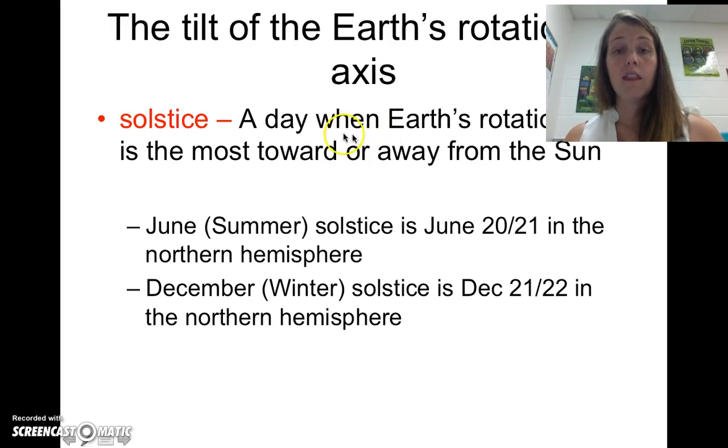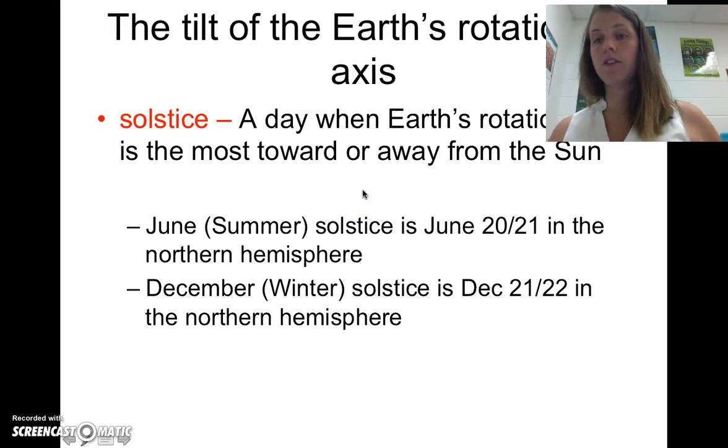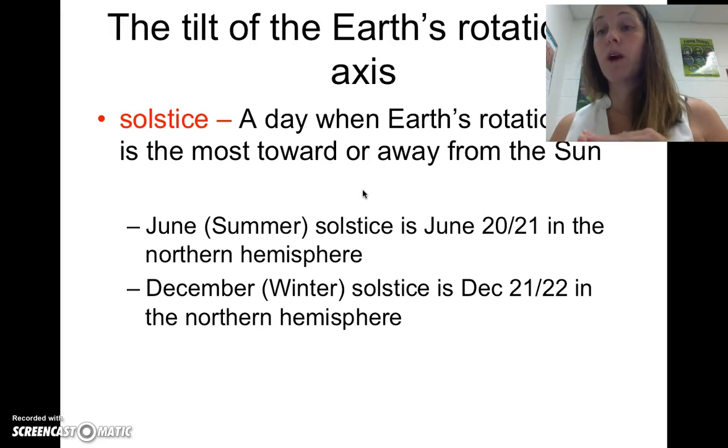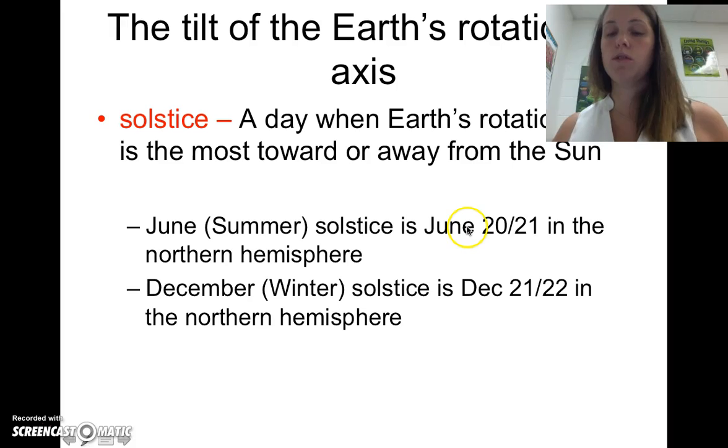Okay, so when this happens, you're going to get a solstice, a day when the Earth's rotation axis is most toward or away from the sun. So when it's the most toward the sun, you're going to get those direct rays from the flashlight or from the sun, and this would be our summer solstice, which is June 20th or 21st in the northern hemisphere. That's the beginning of our summer season.